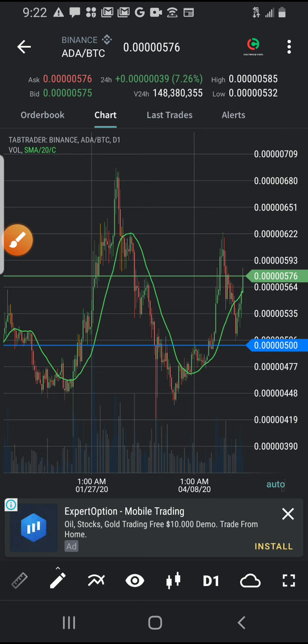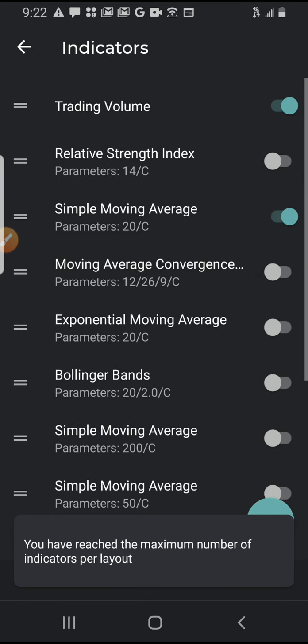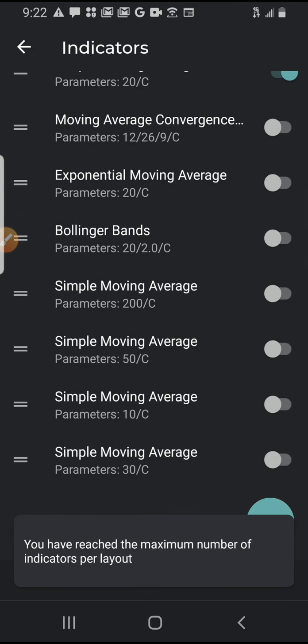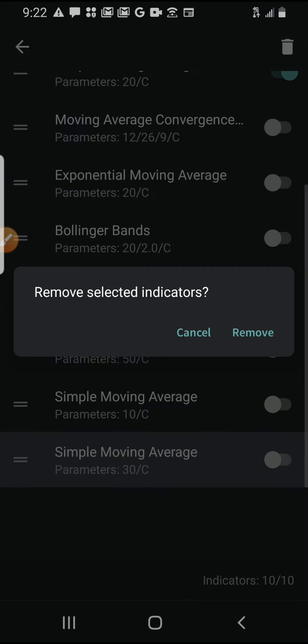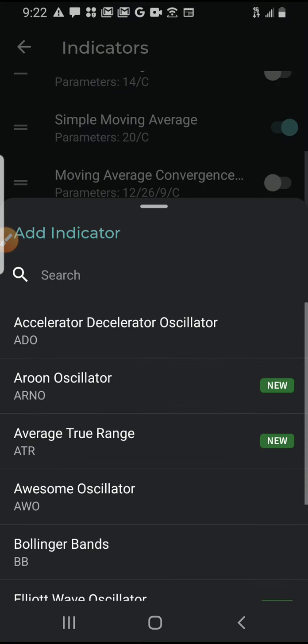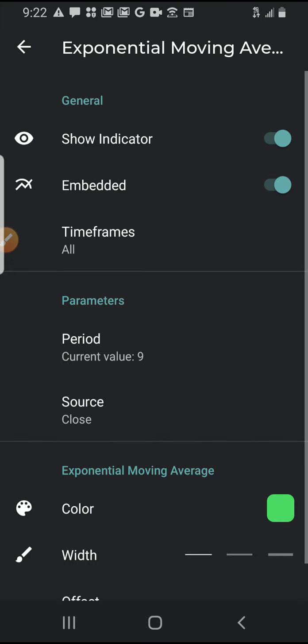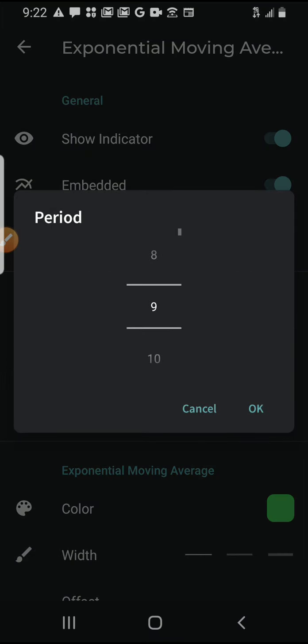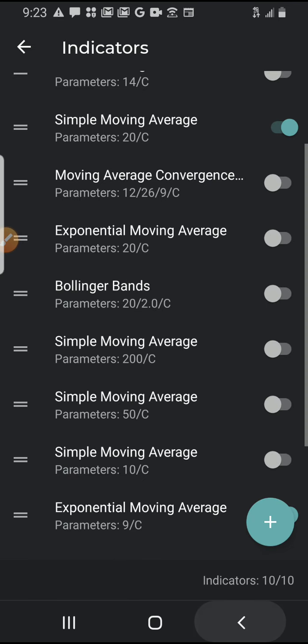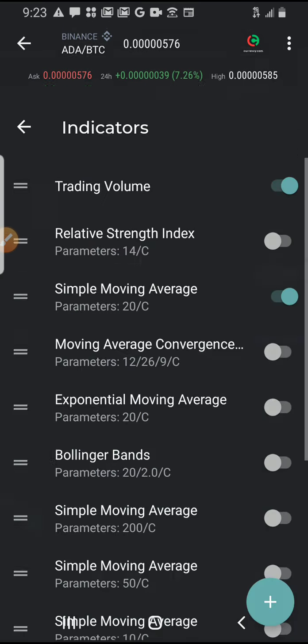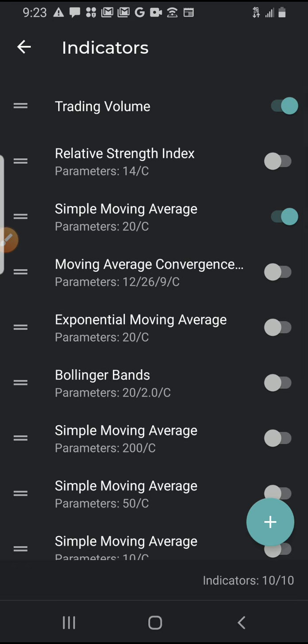The next one we have in line is exponential. You can also add it. Let me see if I can delete one and add. I will type exponential and still choose the period of day I want and all. And the next one I want to add from the indicators is what we call trading volume.